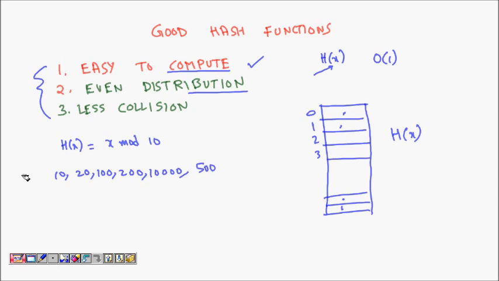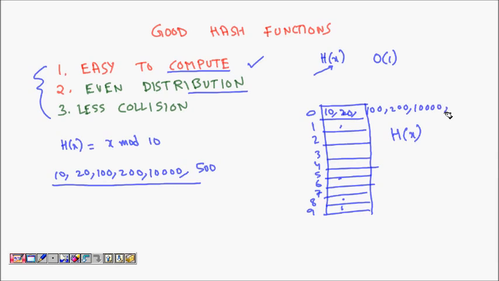Okay, so what will happen for this particular input, in fact, this x mod 10, which is the hash function, it's not evenly distributed. Okay, so let's see why. 0, 1, 2, 3, 4, 5, 6, 7, 8, 9. So what will happen, 10 modulo 10, this will hash, 10 will come here, 20 will also come here, 100, 200, 10,000 and 500 all will come here. So this is not even distribution of these numbers in this hash table. Okay, because in this table still 9 out of 10 cells are empty and all of them are hashing to the same 0th cell. Okay, so that's not a good distribution.